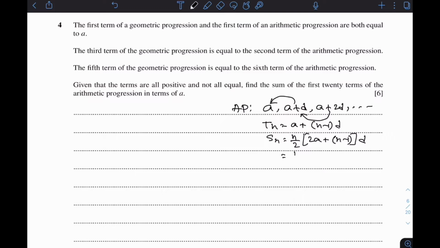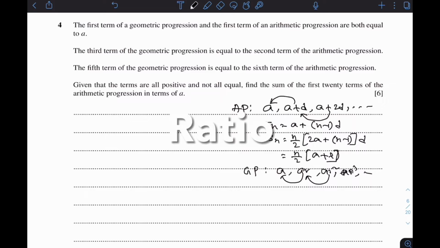Or we can say n by 2 (A plus first term plus last term). This is the condition for AP. And if we go through GP, this will be A, AR, AR square, AR cube. Second term by first term is R, third term divided by second term is R. That means the common ratio is always the same. So this is GP. GP's concept is that the common ratio will always be the same.